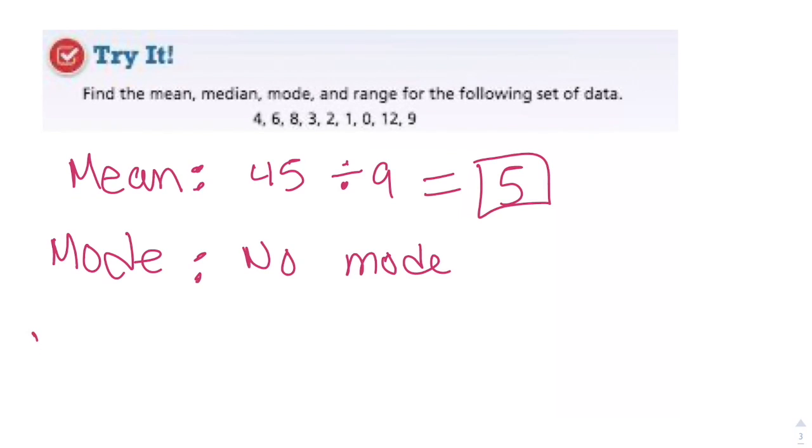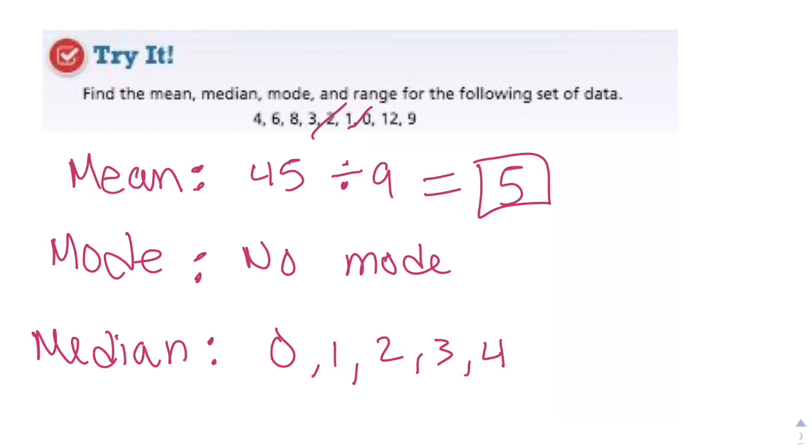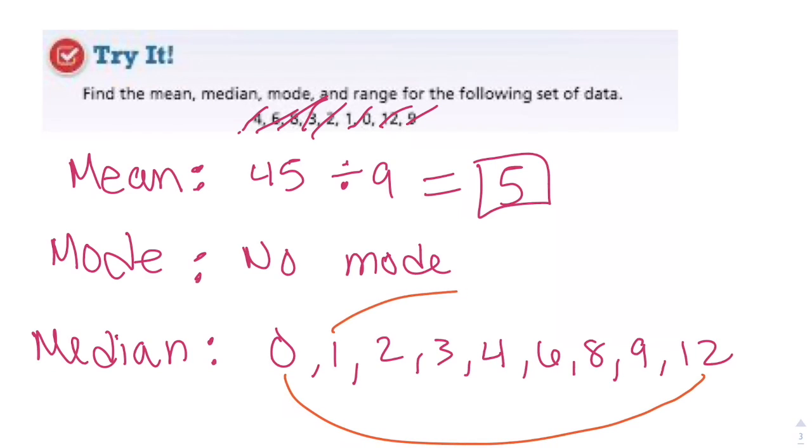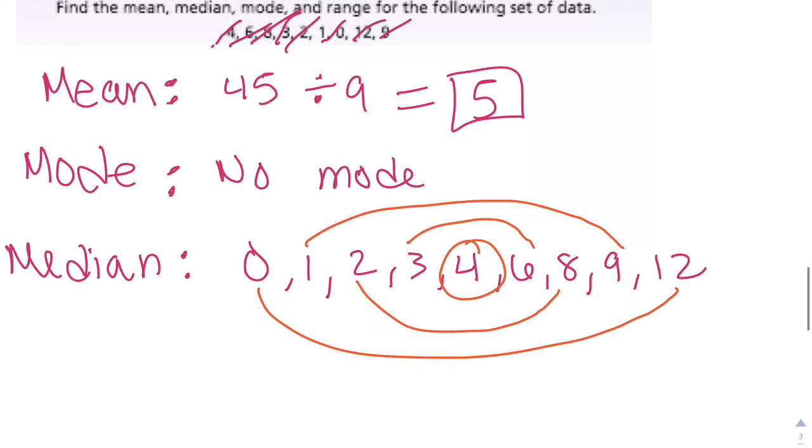And for our median, the first thing we're going to do is put these in order from least to greatest. So we have 0, 1, 2, 3, 4, 6, 8, 9, and 12. Okay, so now I'm going to use my little rainbow method to match up to see if we have an exact middle. And we do. Our median is 4 here.